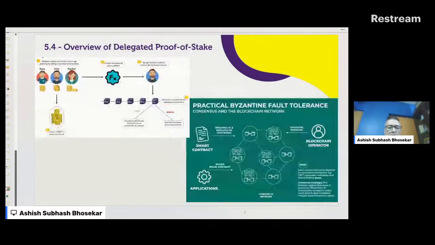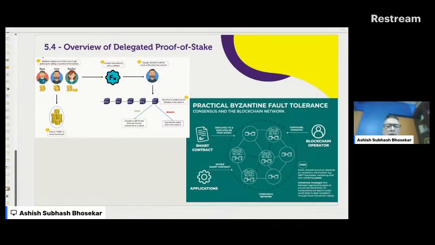Now we will also take a look at the next method, that is two specific algorithms, proof of stake and BFT. We are going into a bit more depth on practical BFT and what proof of stake is, right?